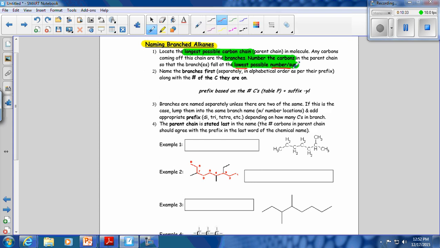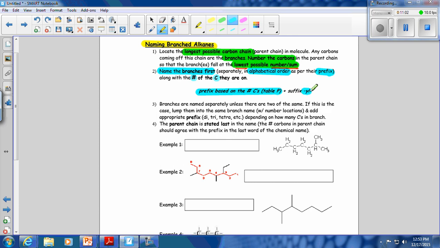Now, the second rule says name the branches first. So the naming of the branches comes first in alphabetical order based on their prefix, along with the number of the carbon that they actually happen to fall on. So the prefix is based on the number of carbons, right? We can find that on table P, and then we finish up with a suffix of -yl.